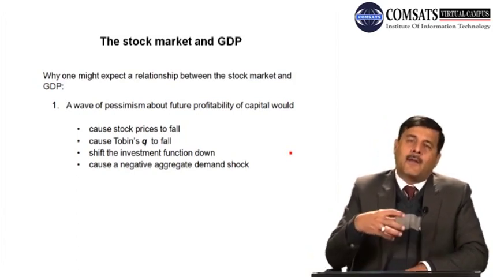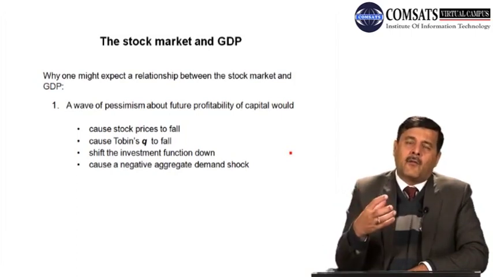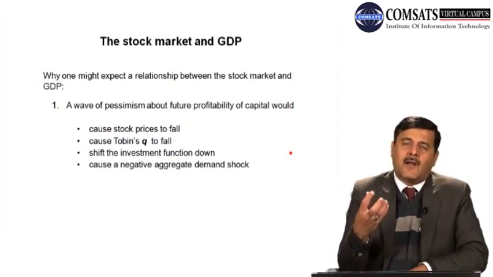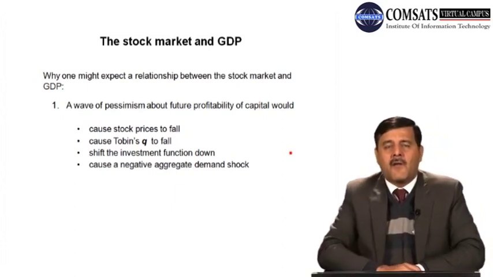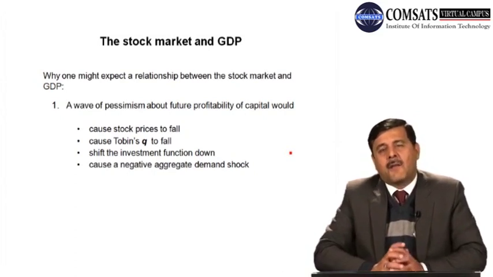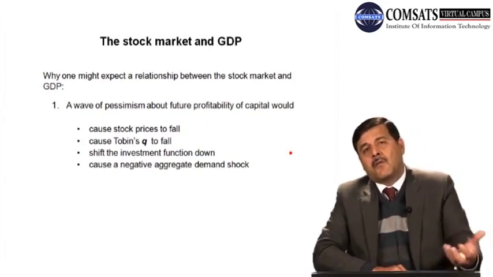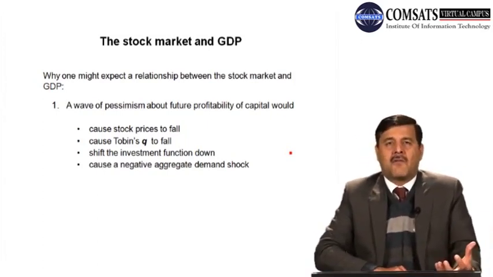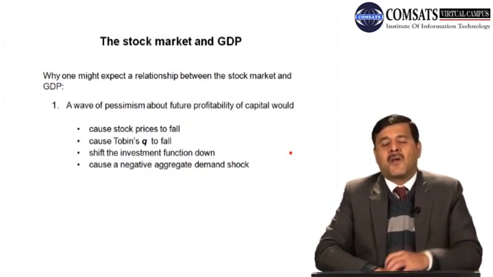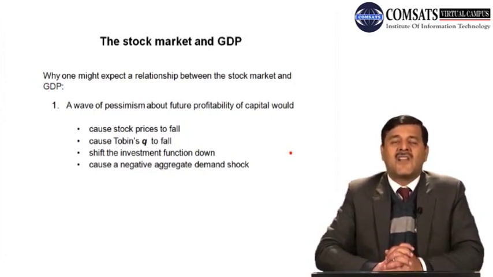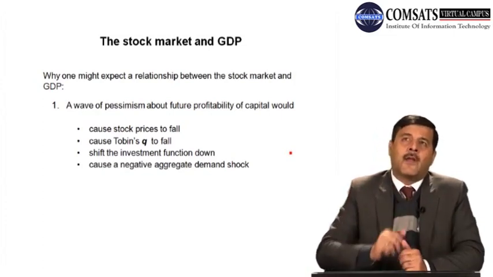Kya hua? Jab profitability ke baare mein log pessimist hain, a wave of pessimism about the future profitability of capital, kya hoga usse? Usse stock market value mein kami waqai ho jayegi. Jab stock prices mein kami waqai hogi, to usse Tobin's Q ki value mein kami waqai hogi. Jab Tobin's Q ki value mein kami waqai hogi, so this will reduce the level of investment in the country and shift the investment function down.